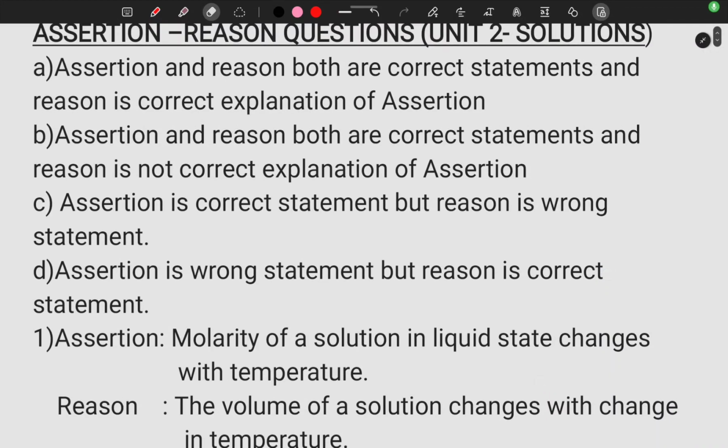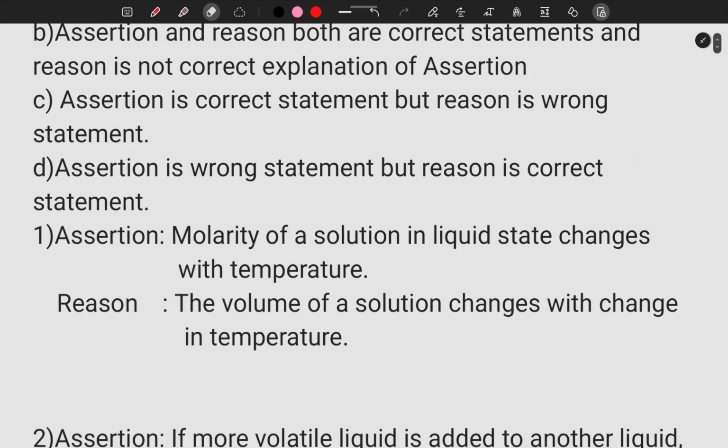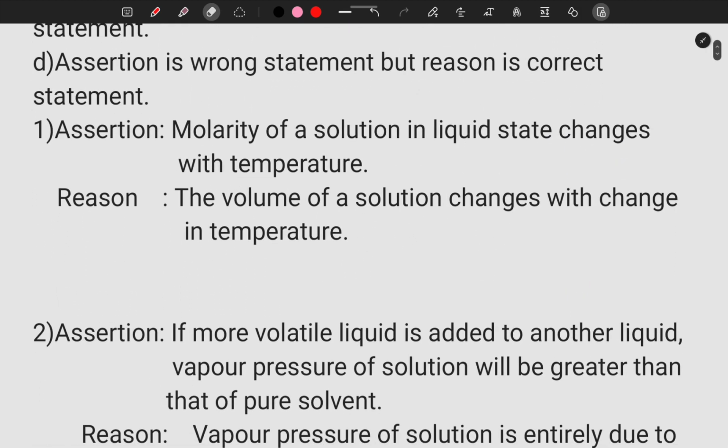Let us do some assertion reason questions based on Unit 2, Solutions. The first question is assertion: molarity of a solution in liquid state changes with the temperature. Reason: the volume of a solution changes with the change in temperature. We know the volume of a solution is directly proportional to temperature. As temperature increases, volume of solution also increases.